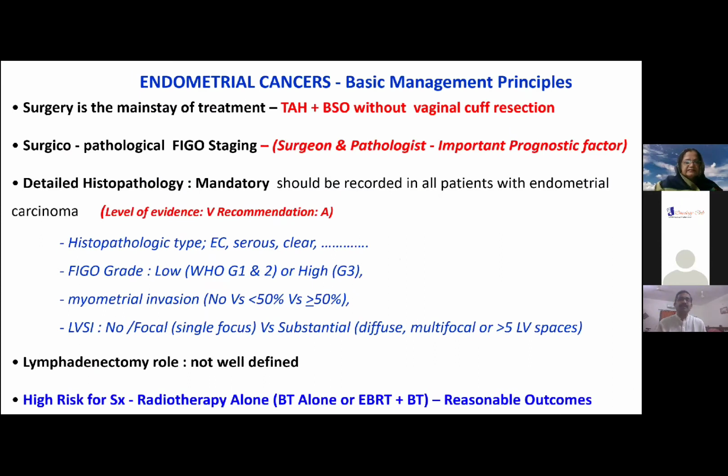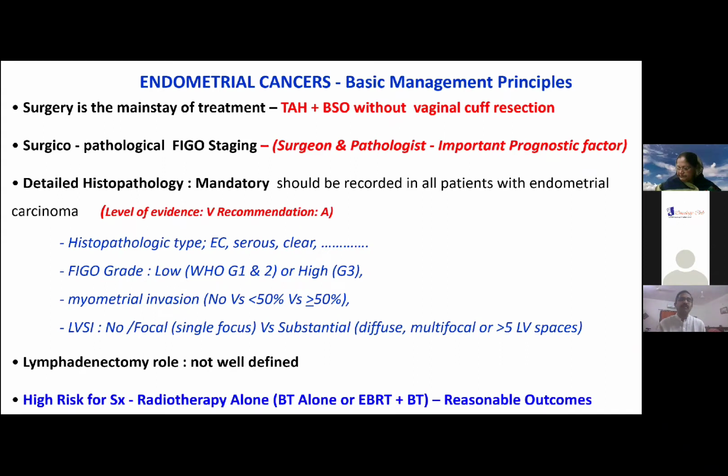Before we go into the details, this is a very basic slide which shows in short what the basic principles are. Surgery is the mainstay of treatment for endometrial cancers. Important is the surgical pathological FIGO staging, and I always tell that the operating surgeon, the gynecologist, and the gynae pathologist are the most important prognostic factors. The reason is that clean surgery followed by a detailed histopathology is mandatory for defining and deciding on the prognosis as well as treatment of endometrial cancers.